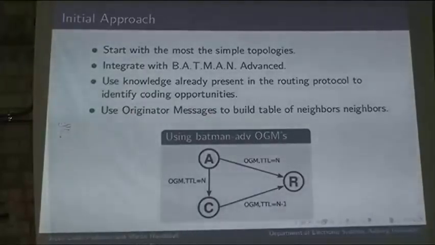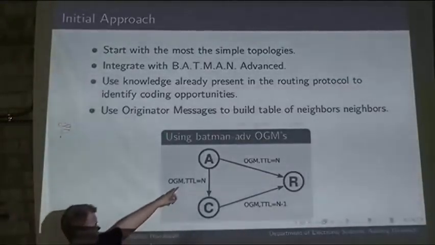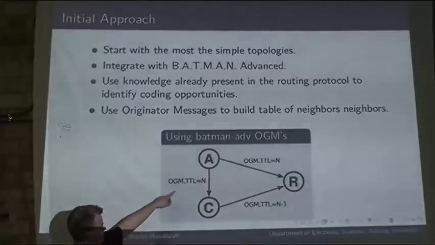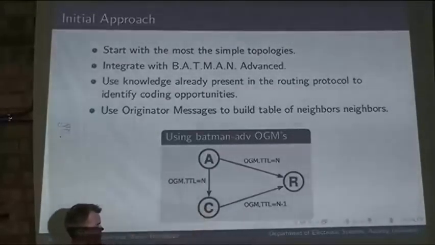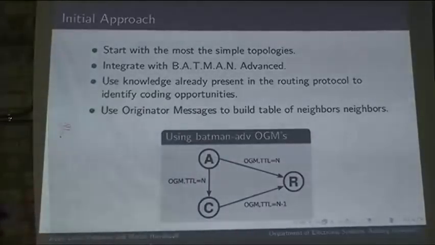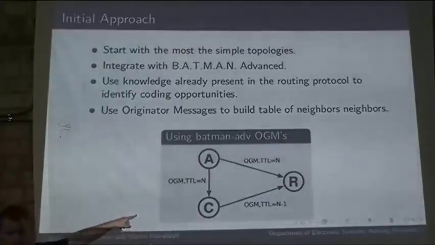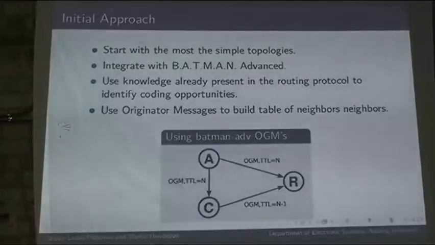That will transmit these originator messages, or OGMs. If node A transmits this OGM, it will be received by node R and node C, and node C will then forward it again to node R, decreasing the TTL value, the time to live value, by 1. So from R, we can deduce that node C can hear node A, and we have what is basically a coding opportunity.